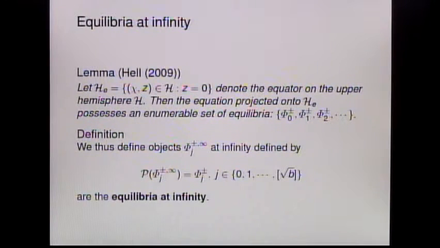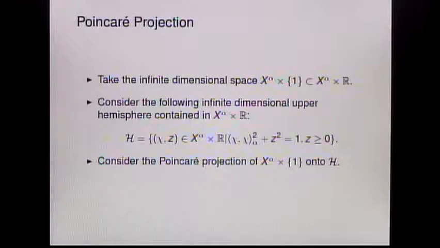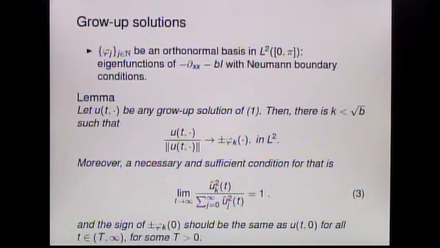So this here is basically a more rigorous way of saying that if my grow-up solution converges to phi k, then my original solution U will converge to an object at infinity that is basically the projection of this eigenfunction to infinity norm. So this is basically another way of saying that.